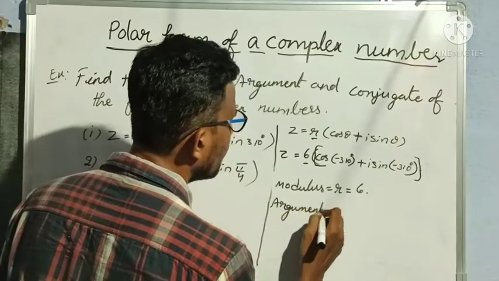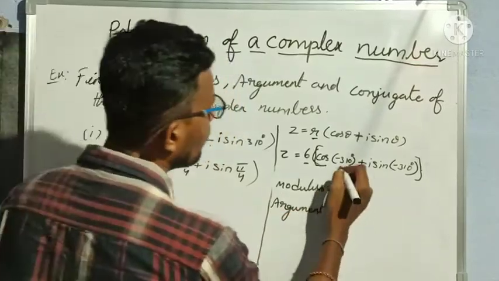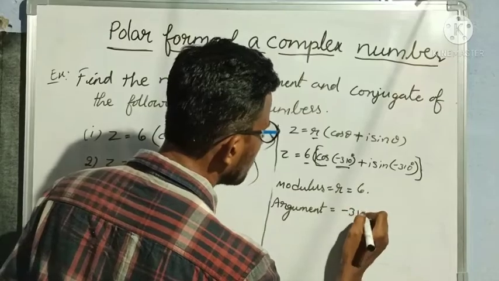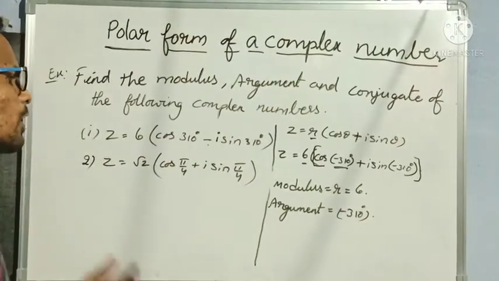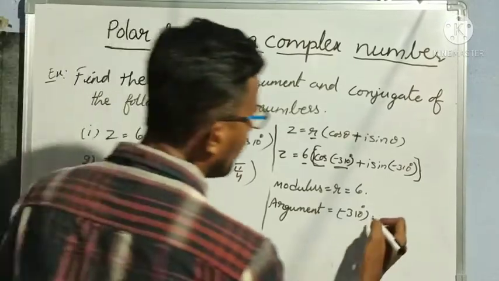Argument also we can find directly only, no? So already we have written minus 310. Yes, minus 310 degrees is the argument. Suppose I don't want the argument in terms of minus, I want it in terms of plus.